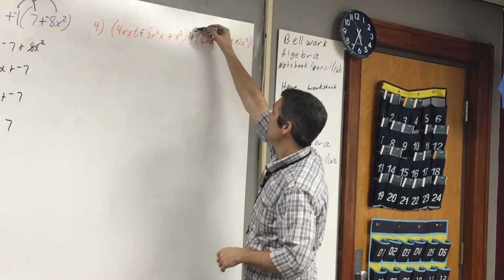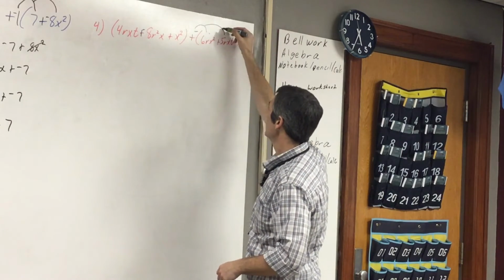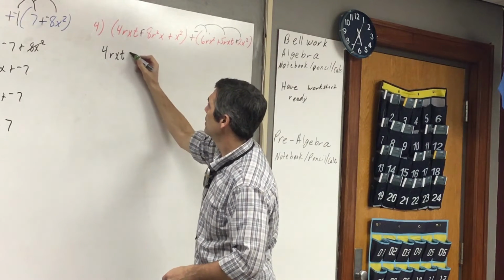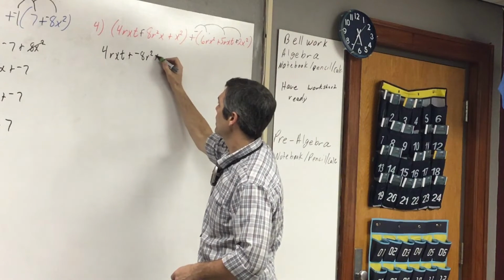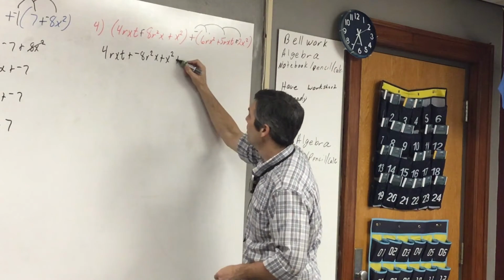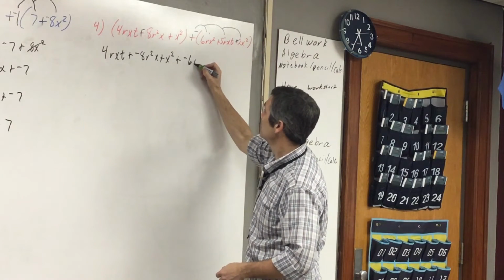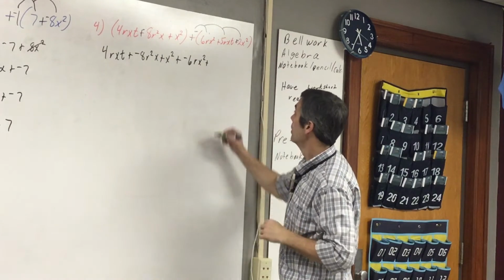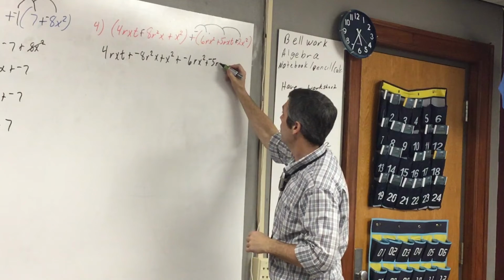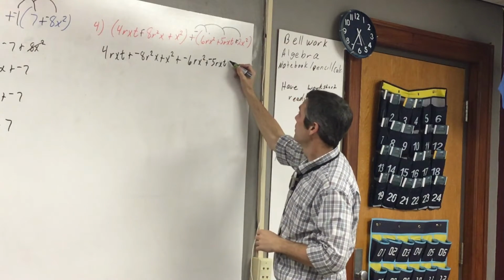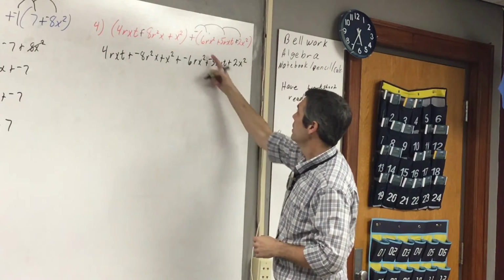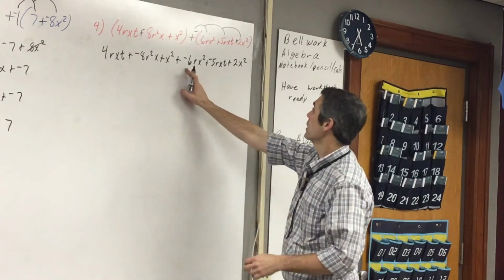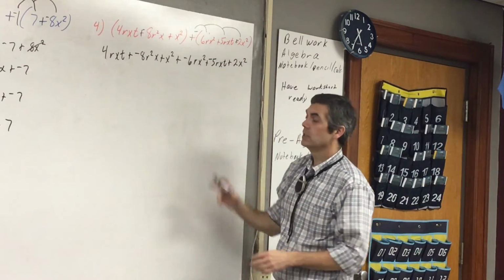So this changes, goes here, goes here, goes here, and we have 4rxt plus -8r squared x plus x squared plus -6rx squared, plus -5rxt plus 2x squared. Notice everything inside of here, all their signs changed. Make sure I got them right. Okay, all the signs changed in there.